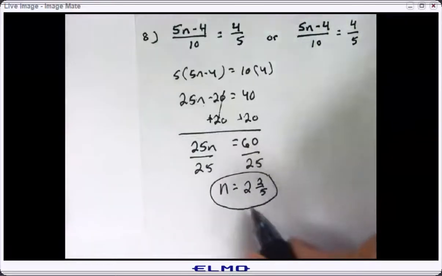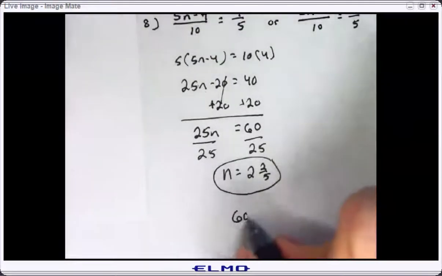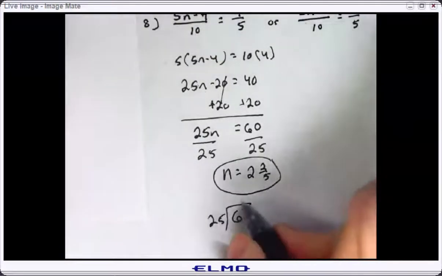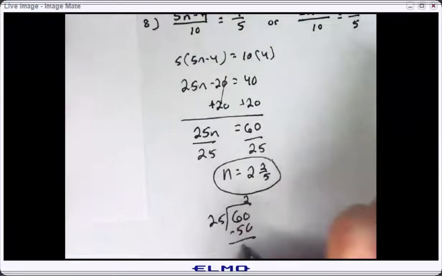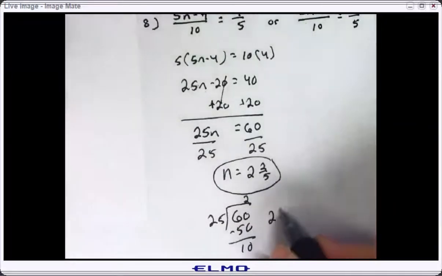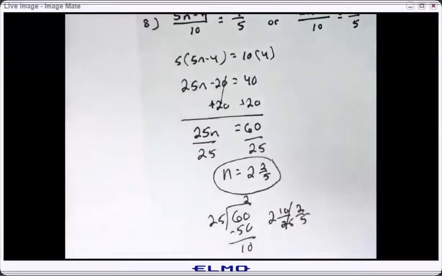Now, if you can't do that in your head, it's long division. It's 60 divided by 25 goes in there 2 times with a remainder of 10 out of 25. And then 10 over 25 simplifies to 2/5. Or you can just use a calculator.